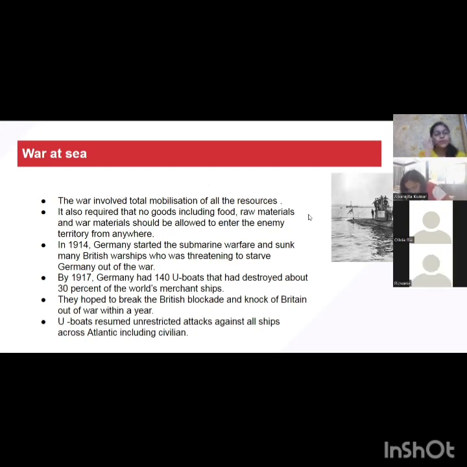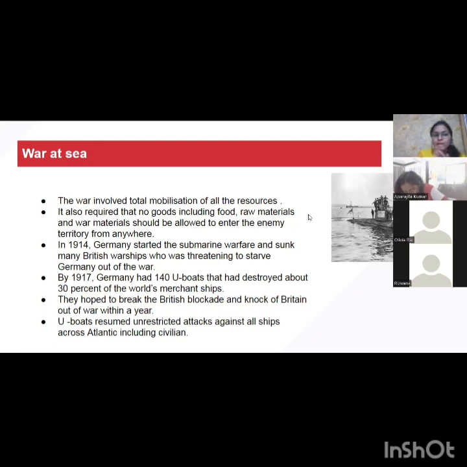So we had seen that Germany had built that Kiel Canal. The basic intention of building the Kiel Canal was so that the German submarines could easily enter into the North Sea and attack the British warships. And the same plan was executed. In 1914, Germany started submarine warfare and started attacking British warships.